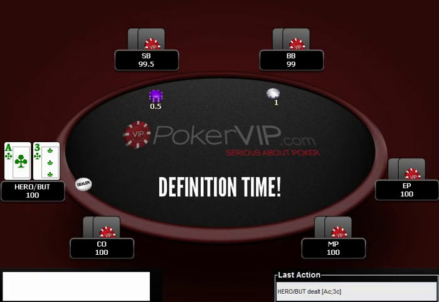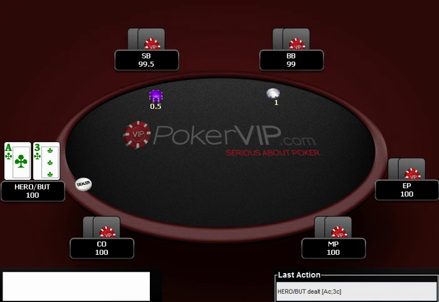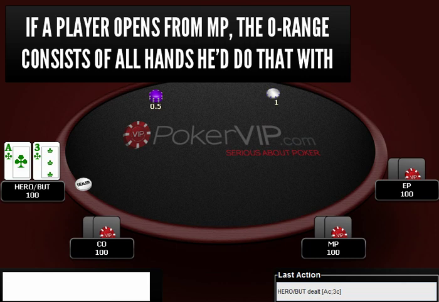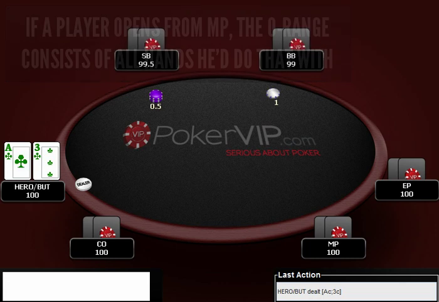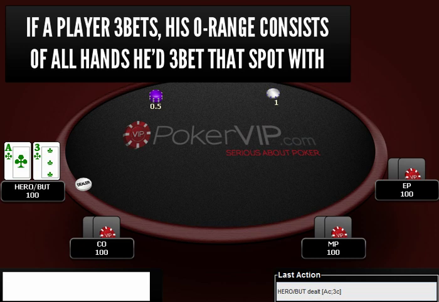So let's first start by defining what an O range and a C range is. An O range is the original range of hands, so essentially what your opponent has right this moment. In a situation where our opponent raises from middle position, that would be his O range, what hands we think he's opening from that exact spot. We could also look at an O range when someone is 3-betting us. Say we open from middle position, our opponent 3-bets on the button. Thinking about what kind of hands he 3-bets with, that is his O range, what hands he has right this very moment.